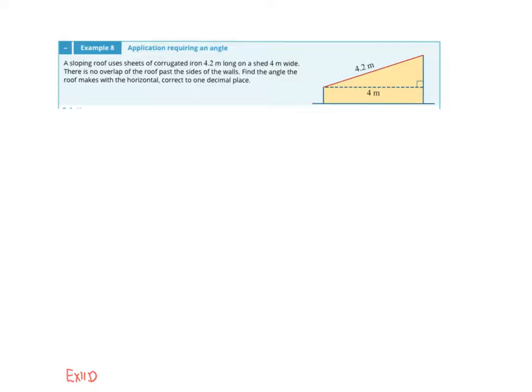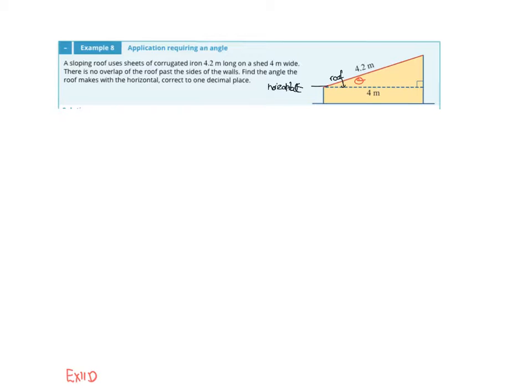Okay, so with this, a sloping roof uses 2 sheets of corrugated iron 4.2 long on a shed 4 meters wide. There is no overlap on the roof past the sides of the wall. Find the angle the roof makes with the horizontal correct to 1 decimal place. So this is actually what they want there, to find that angle. Because this is the horizontal here, and that's the roof piece, so that angle there.